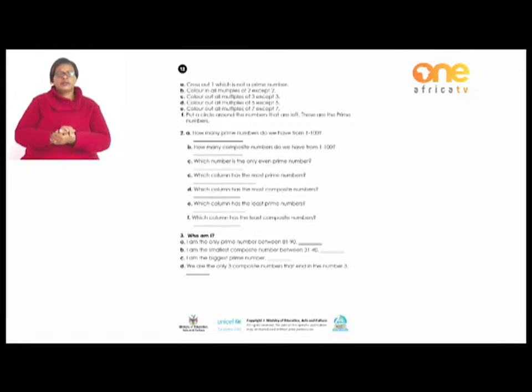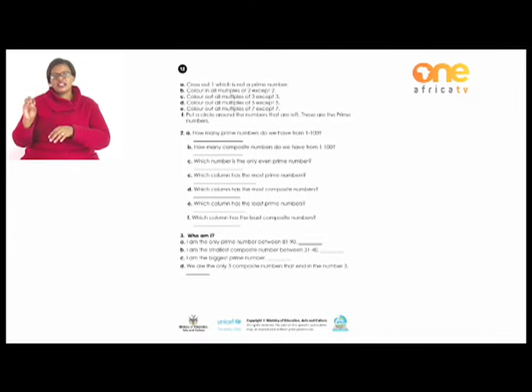Now, number 3 is Who am I? This activity has to do with identifying the number. In other words, which number is speaking here? Which number is speaking? 3A, for example, will say, I am the only prime number between 81 and 90. So which number is that? Which number is speaking like that, saying that I am the only prime number between 81 and 90.